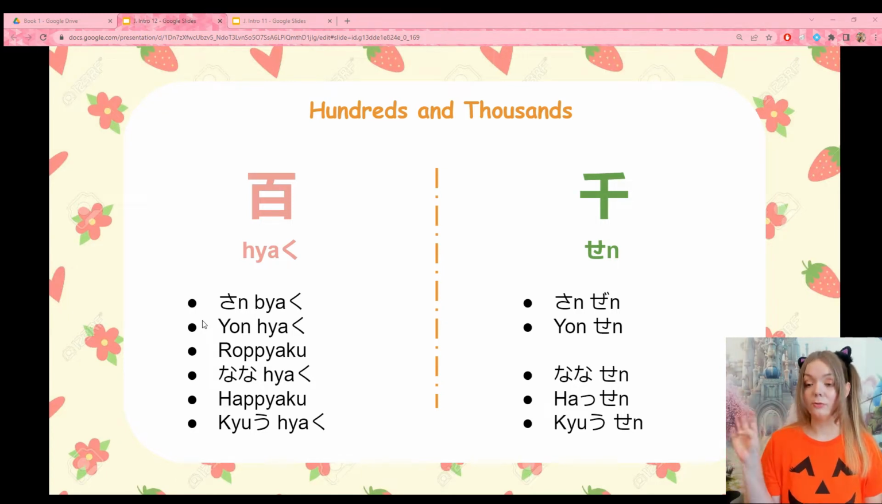Yon hyaku. 400. 600 actually does 2 things. First, it adds a little tsu. The little tsu replaces the ku in roku. And also it changes hyaku into pyaku. Pyaku. So ro pyaku. Remember that the little tsu adds a pause.